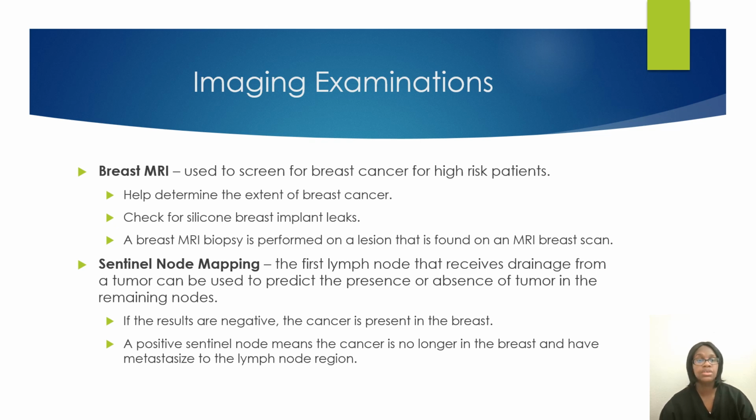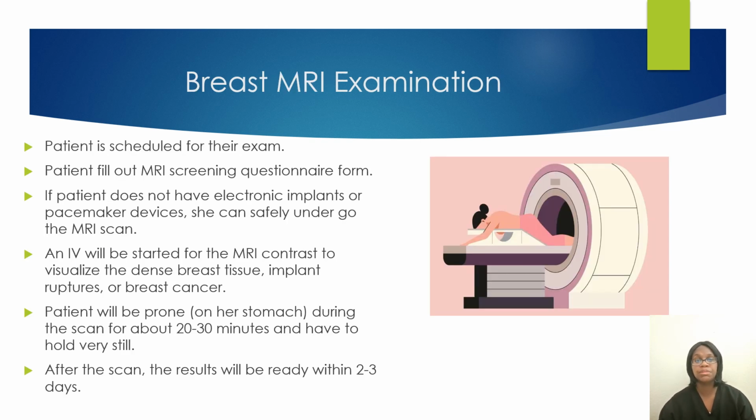They will have a breast MRI done. You have your sentinel node mapping, which is going to check to see if cancer is in the lymph nodes. If the results are negative, the cancer is present only in the breast. So after they have the node mapping done, if nothing is seen in the lymph node, the cancer is still in the breast.